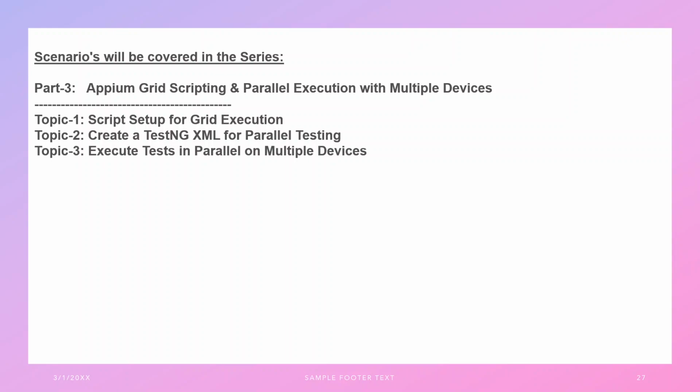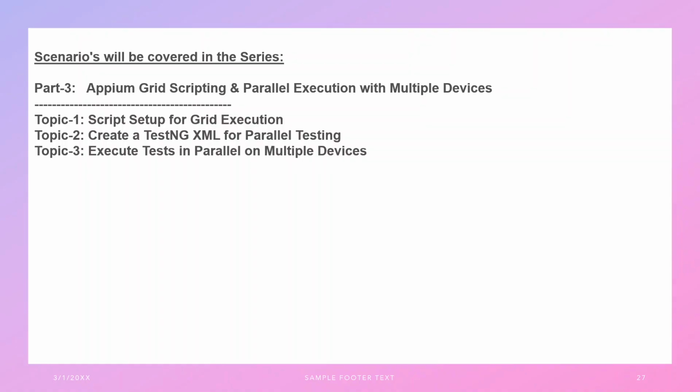Before that, we have to cover 3 topics. That is the script setup for grid execution, where exactly the changes we need to perform in our existing script. The second one is creating or using the TestNG XML for parallel testing. And the third one is executing the parallel execution on our mobile devices.